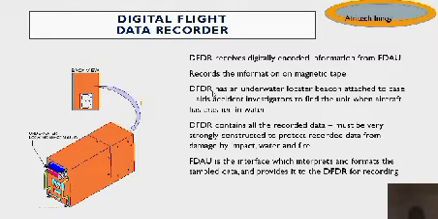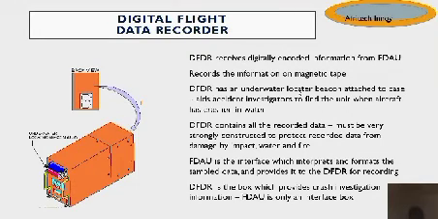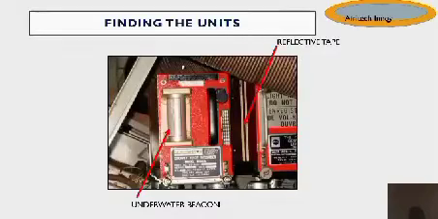The flight data acquisition unit is the interface which interprets and formats the sample data and provides it to the digital flight data recorder for recording. The DFDR is a box which provides crash investigation information. The FDAU is only an interface box. We can see where these units are found. This is the reflective tape. This is the underwater beacon.